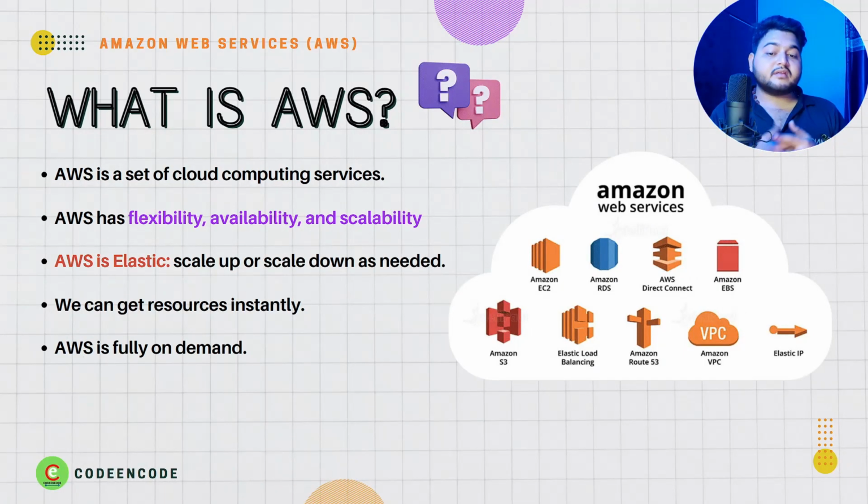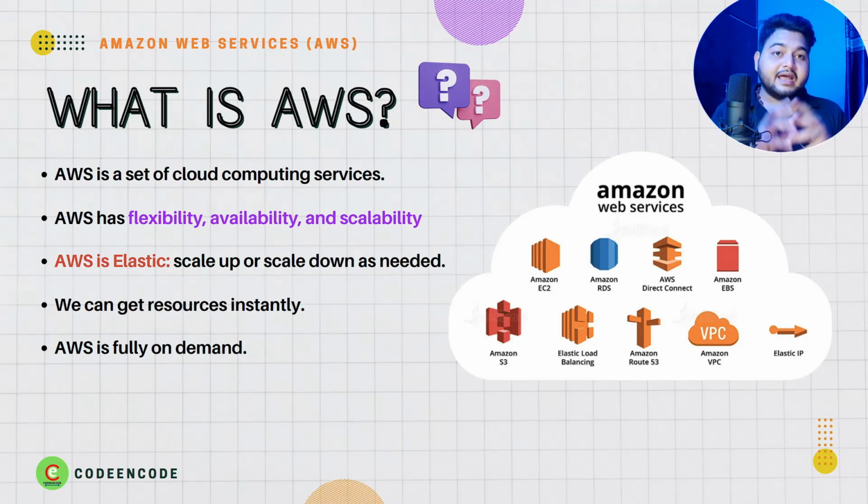AWS is a set of cloud computing services, right? They offer various types of cloud computing services, and they have flexibility, availability, then scalability. They have an enormous number of services to offer to you. Then it is elastic. Elastic means dynamic scaling. We can get resources instantly. You only pay for what you use. It depends on the pay-as-per-use model. So you only pay for the instances or the compute, storage or networking that you are taking from AWS for that particular moment of time.